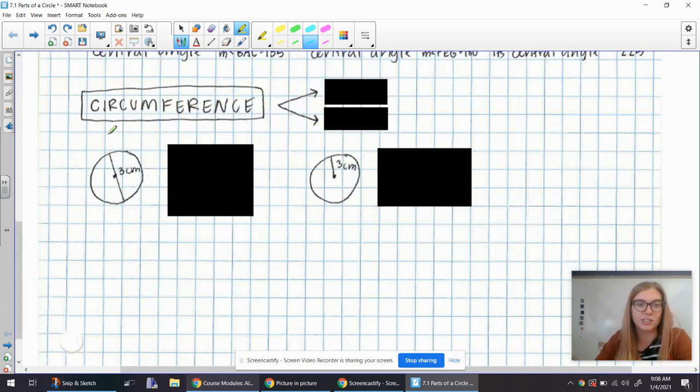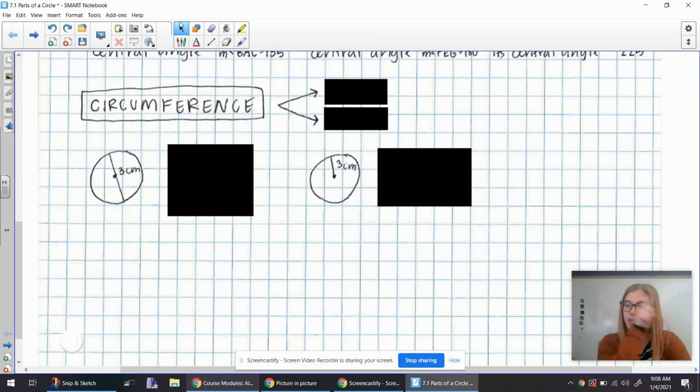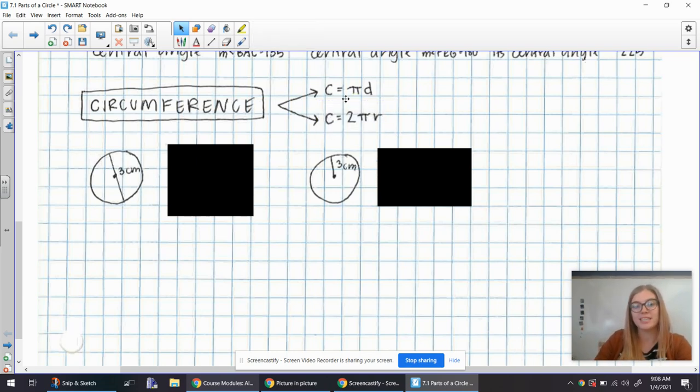Last but not least in our notes, we're going to talk about circumference. There are 2 formulas to find the circumference. The circumference is the outside of a circle. The first formula to find circumference is circumference equals pi times diameter. We know that diameter is equal to twice the radius, so the second formula is circumference equals 2 times pi times radius, because diameter is 2r.